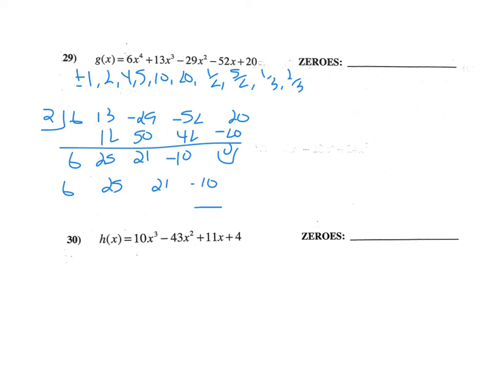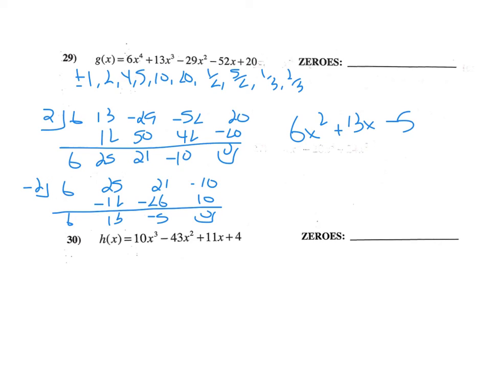So what I'm going to do is I'm going to find one more thing for my picture. Looks like it works. Also looks like -2 works. So I'm going to try that. 6, -12, 13, -26, -5, 10. It did. So I'm going to take those three numbers, the 6x squared plus 13x minus 5.